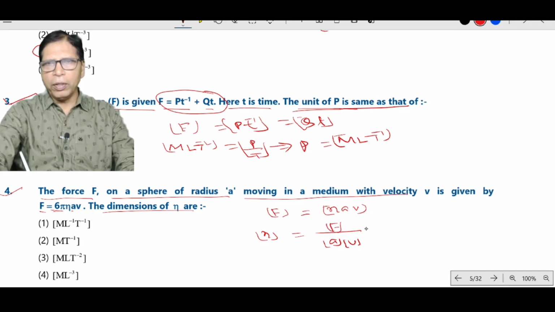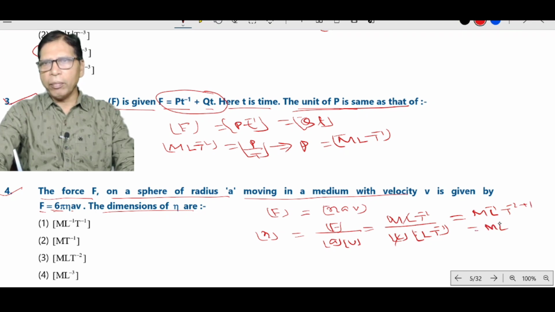Okay, no problem. So dimension of force, look at this, you know, M L T minus 2. Dimension of A, that is the radius, L, and dimension of V, this is the L T minus 1. Now this L and this L cancel out. So look at this, it is the M L minus 1 T minus 2 plus 1.